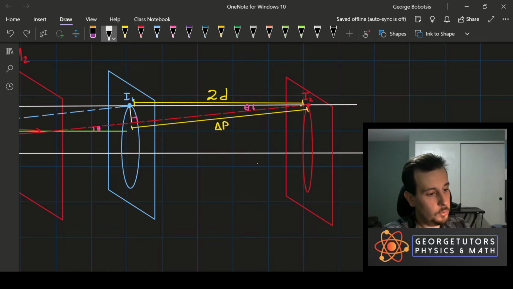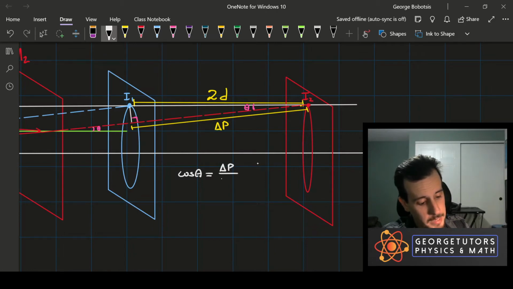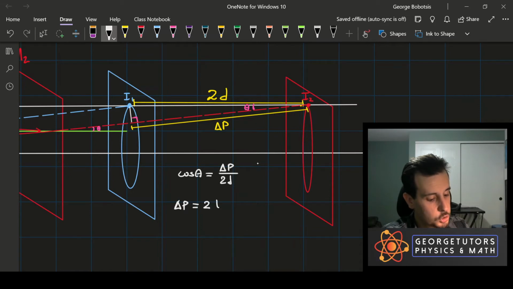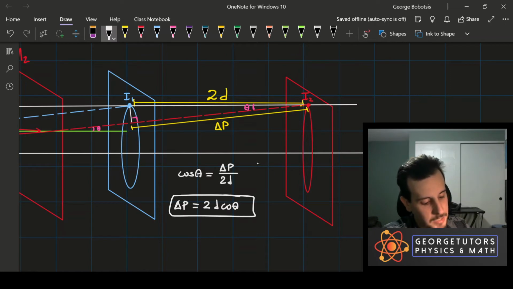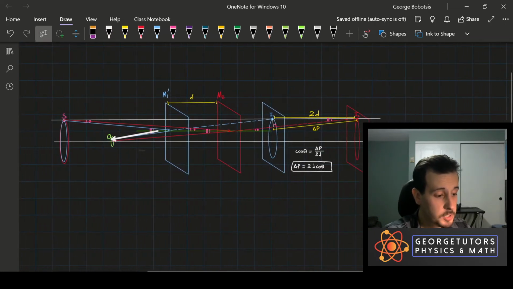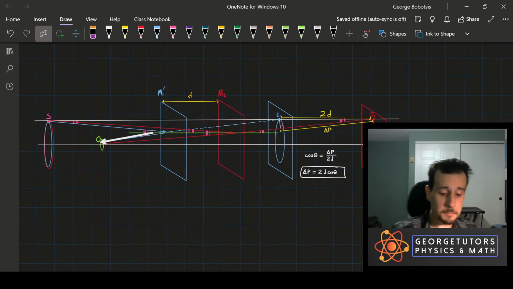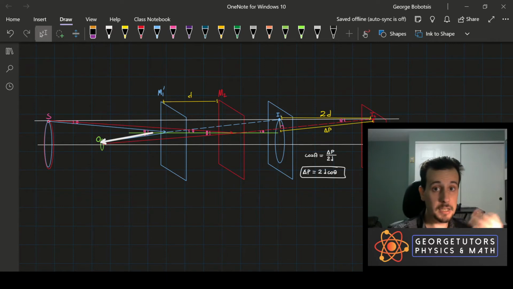This right angle triangle has adjacent side delta P, and hypotenuse 2D, which means cos of theta will be nothing more than adjacent over hypotenuse. And if I rearrange for the path difference, all I get is 2D times cos theta. And that is, again, the full derivation of the path difference for extended sources getting imaged by the mirrors of a Michelson interferometer.